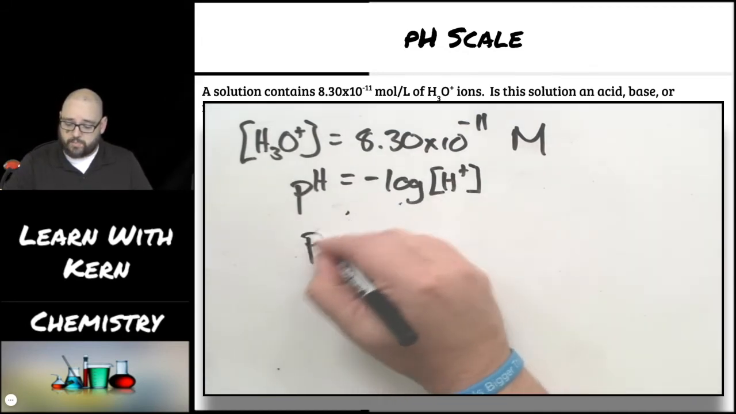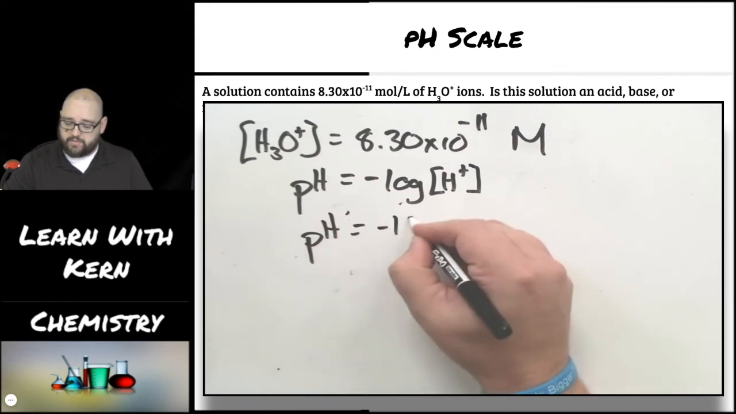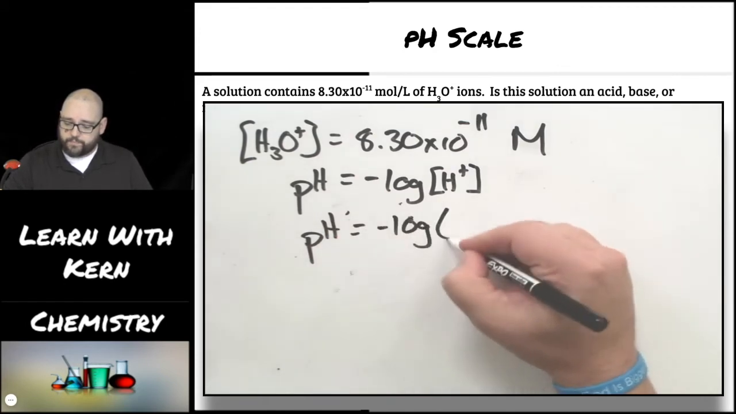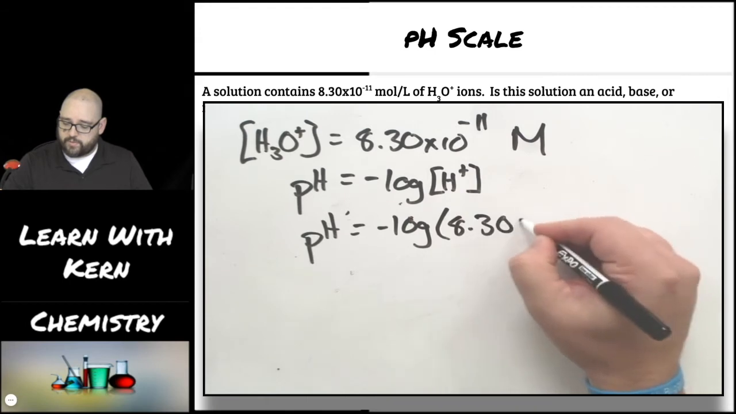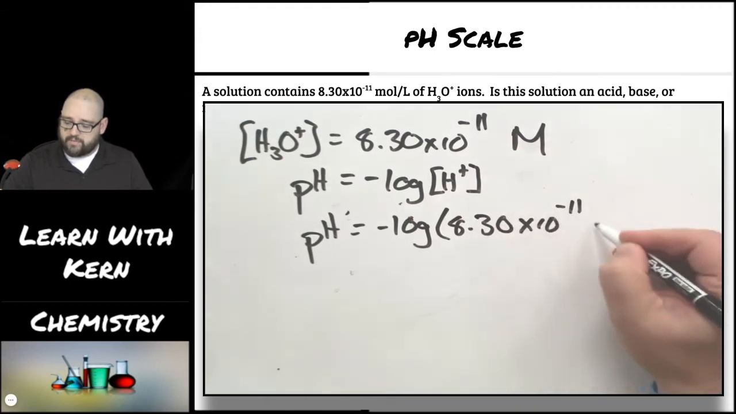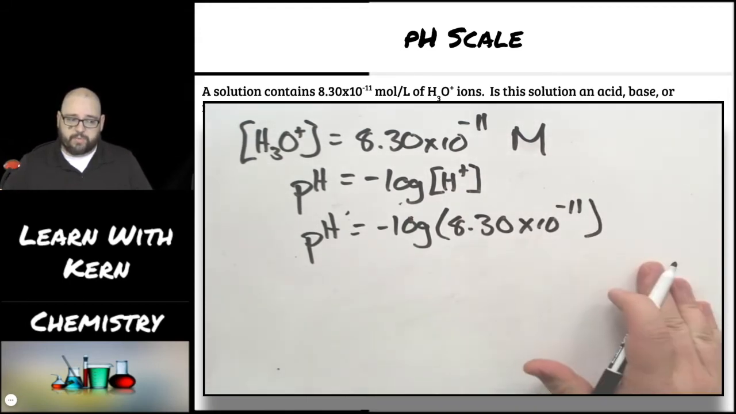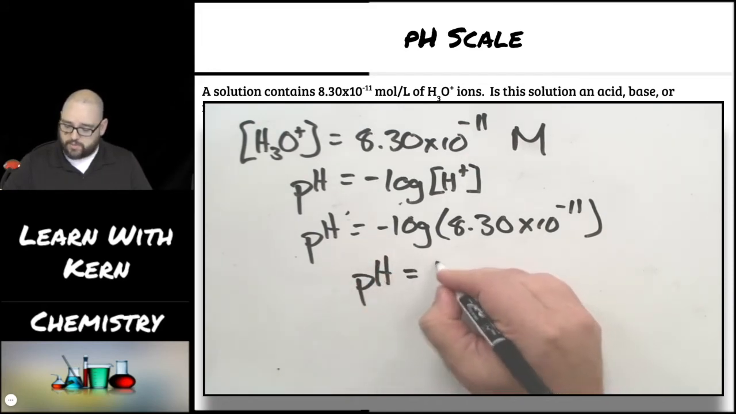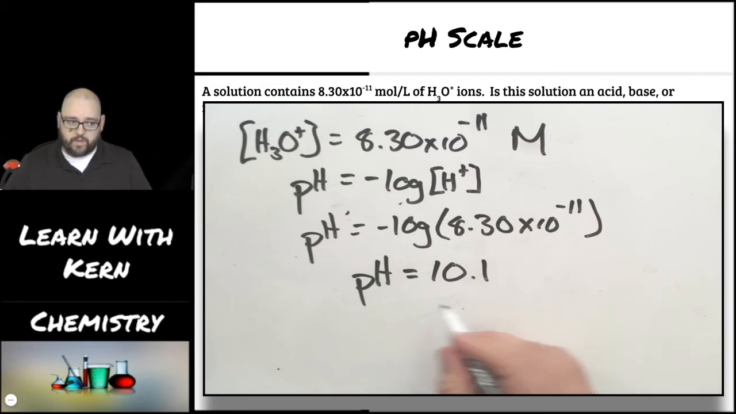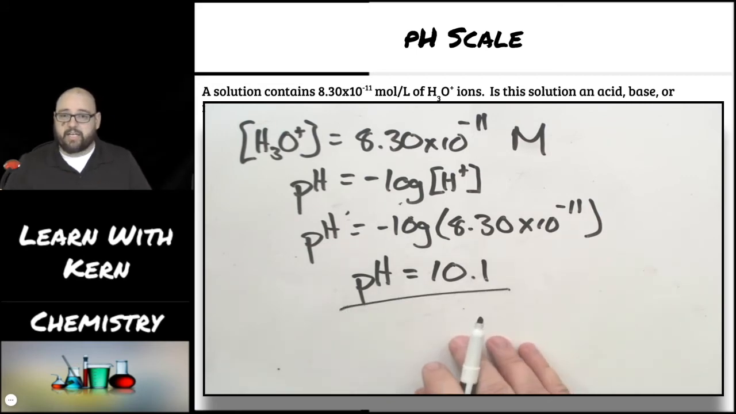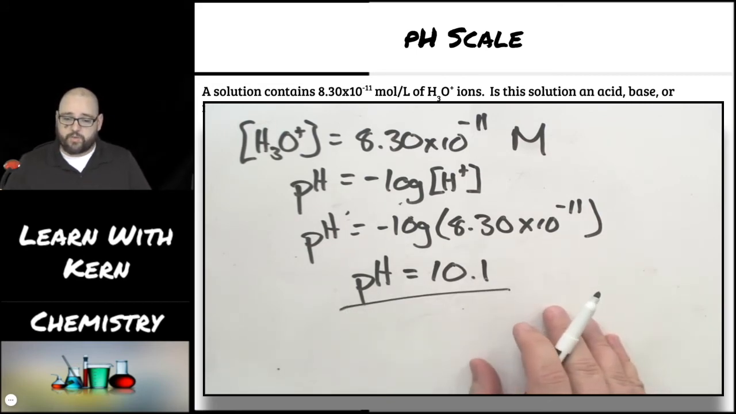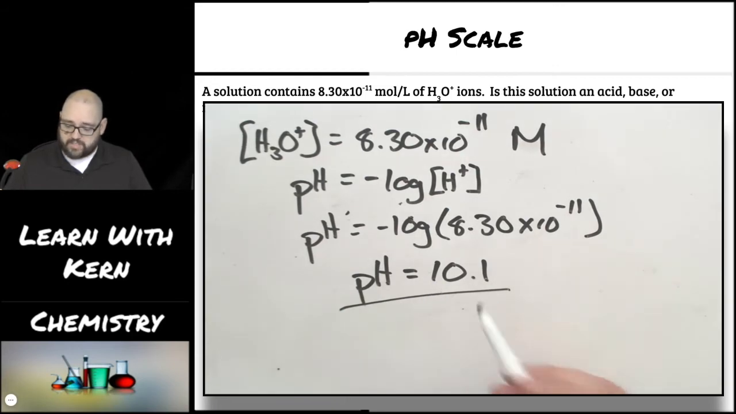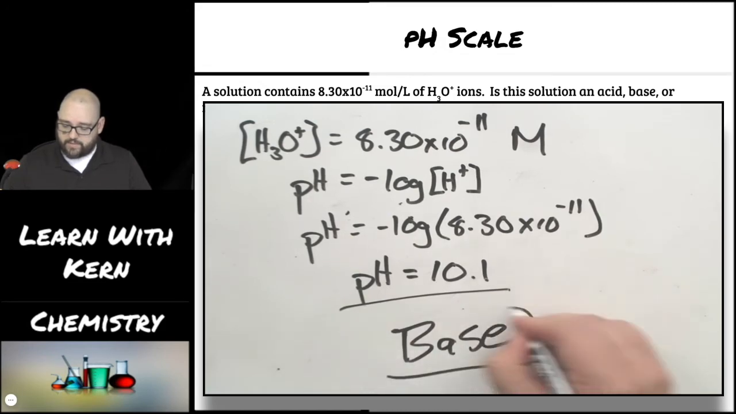So that means our pH is the negative log of 8.30 times 10 to the negative 11th. And so I plug this into my calculator and I get an answer of pH is equal to 10.1. Well, that pH is greater than 7. So when the question says, is it an acid, a base, or neutral? Well, greater than 7 means this is a base.